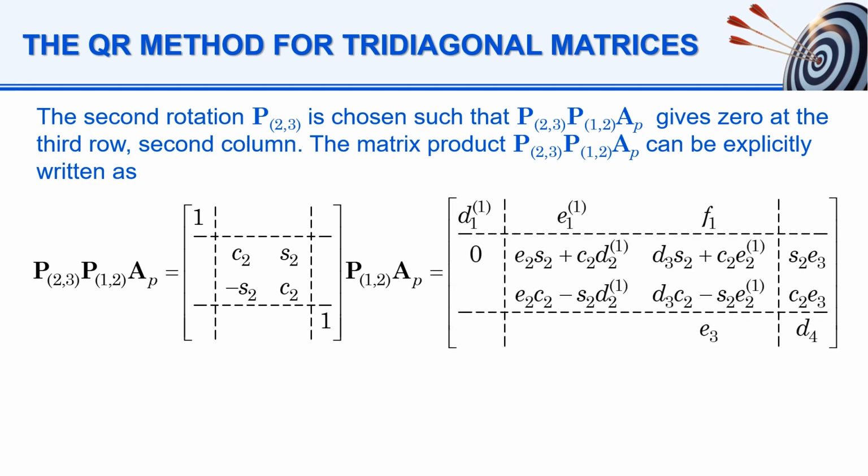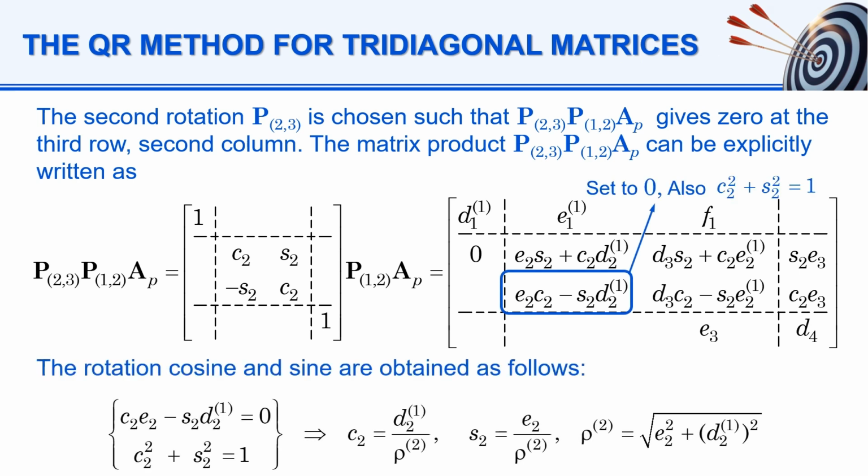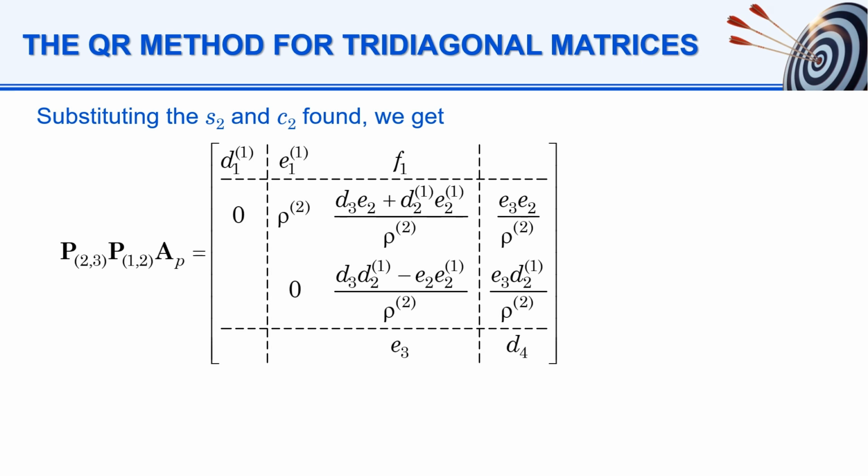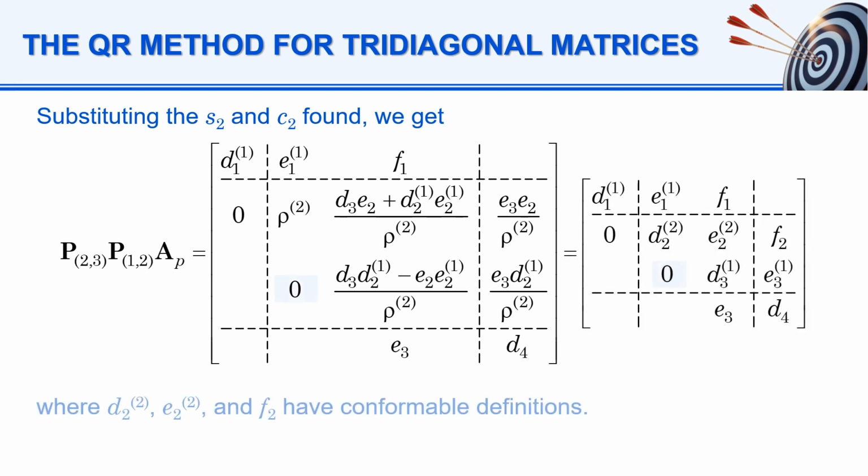We set third row, second column to 0. And note that C2 squared plus S2 squared equals 1. The rotation cosine and sine are obtained as follows. Substituting the S2 and C2 values found, we get, where D2, E2 at the second step, and F2 have conformable definitions.